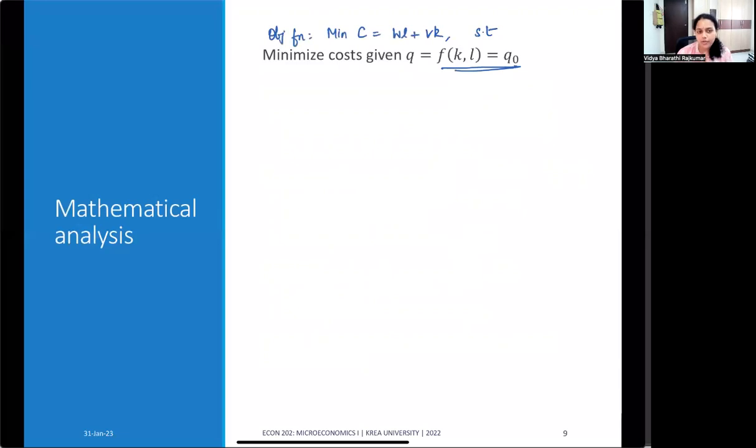So we're going to just write down the Lagrangian function and solve this. So how does that look like? When I set up the Lagrangian, I have the objective function, WL plus VK, that's just my cost function. And then I add a lambda, and within the brackets, the constraint shows up as Q naught minus F of KL.